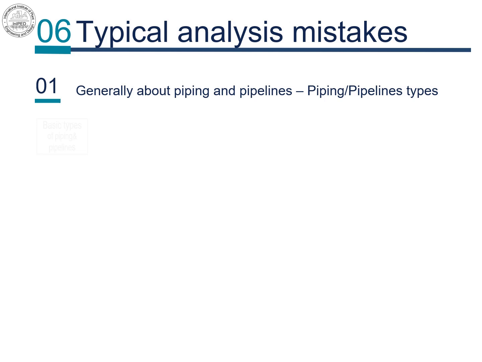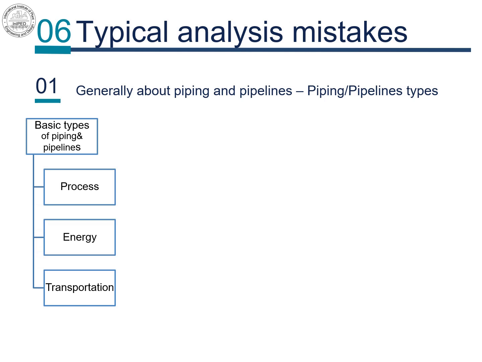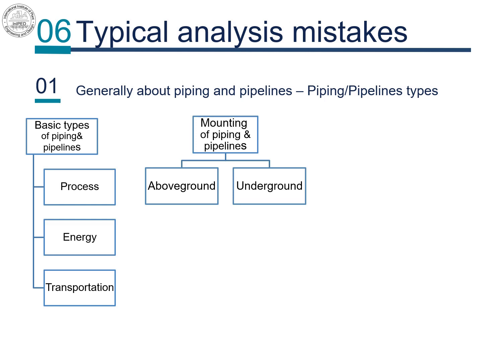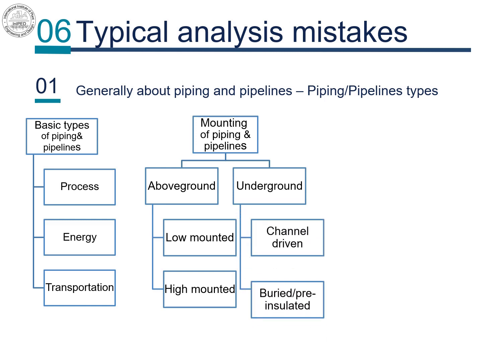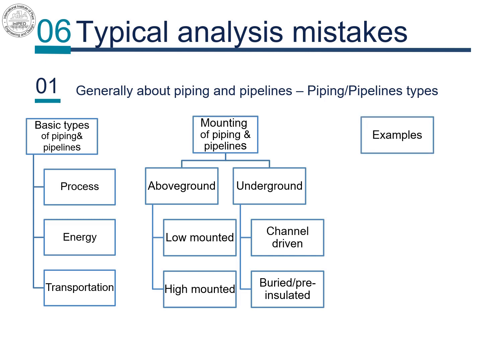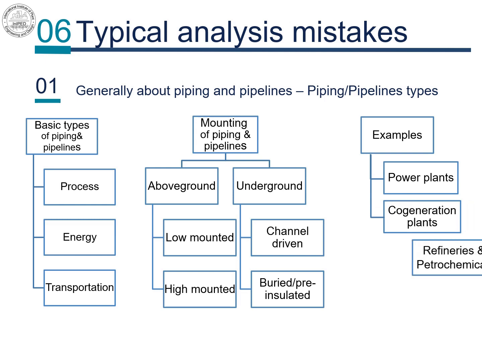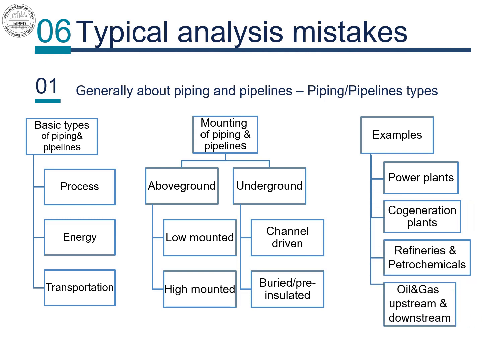Generally, there are three basic types of piping and pipelines: process, energy, and transportation. Piping and pipelines can be mounted either above or underground. Above-ground piping can be low-mounted or high-mounted. Underground piping and pipelines can be channel-driven pipelines, or buried and/or pre-insulated. Examples of such piping and pipelines can be found in power plants, cogeneration plants, refineries and petrochemicals, oil and gas upstream and downstream processing, as well as in other industrial and process plants. They could also be pre-stressed, for example cold cut, etc., or not.